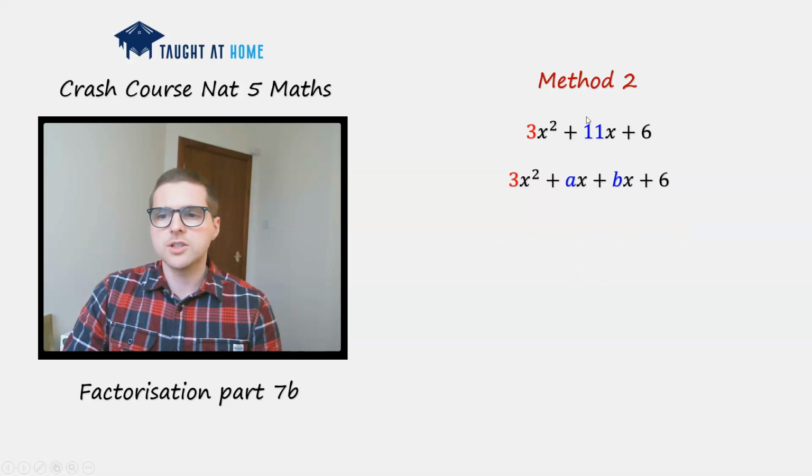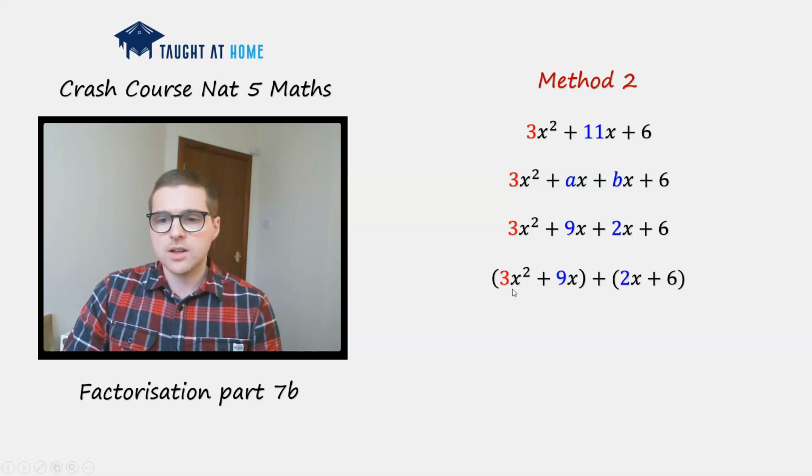So again, we want to split this 11x up into ax plus bx. So for a we want a multiple of 3 and for b we want a multiple of 6. So what we can do is say two numbers that add up to 11 would be 9 and 2. 9 is a multiple of 3, 2 is a multiple of 6. What we're going to do then is put brackets around these terms. So we're going to have 3x squared plus 9x plus 2x plus 6.